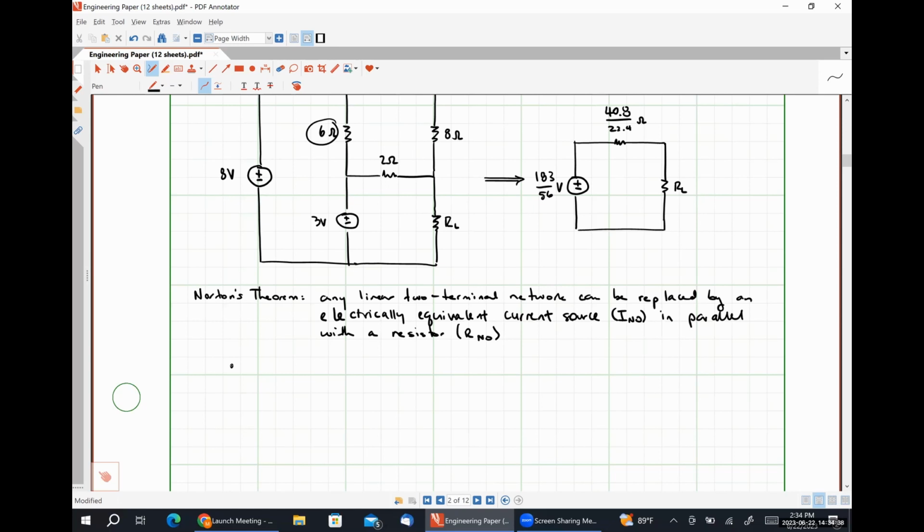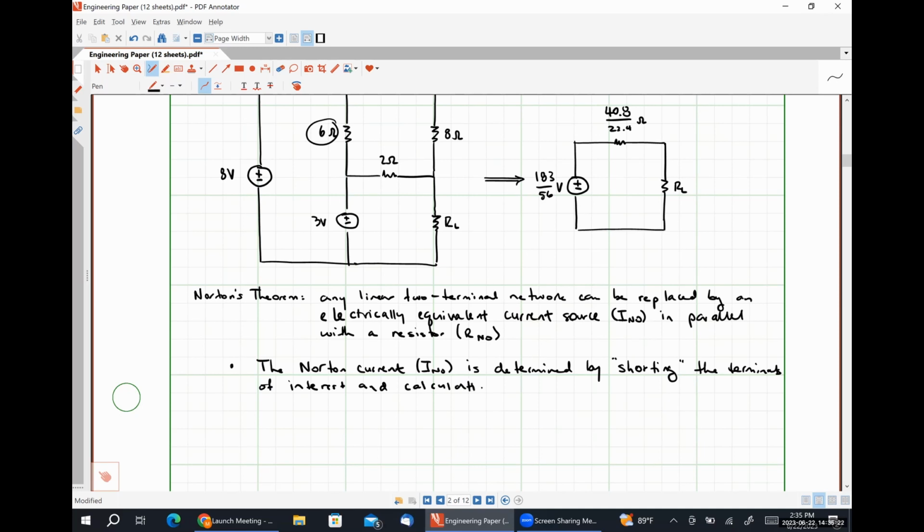So the Norton current, I Norton, is determined by shorting the terminals of interest and calculating the current flowing through that short circuit.